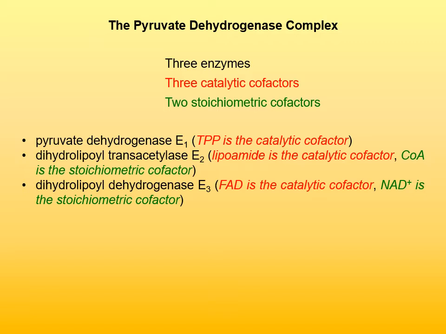So here is a list of the enzymes. Pyruvate dehydrogenase E1, TPP is the catalytic cofactor. Dihydrolipoyl transacetylase E2, lipoamide is the catalytic cofactor, coenzyme A is the stoichiometric cofactor. And finally, dihydrolipoyl dehydrogenase E3, FAD is the catalytic cofactor, and NAD is the stoichiometric cofactor.